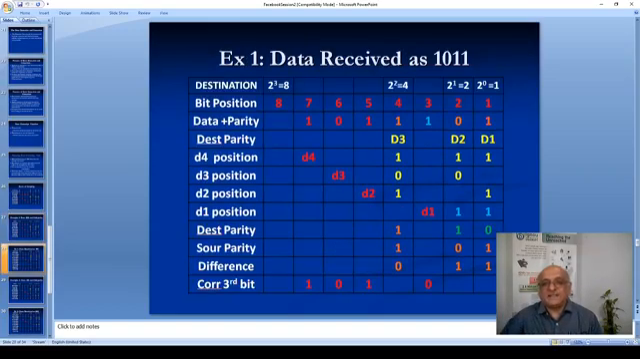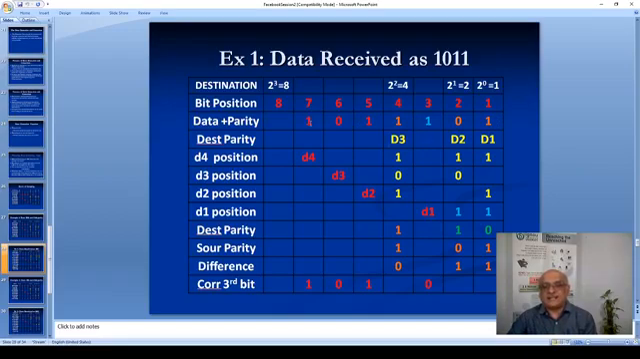Let's look at the destination situation. So I received the data. Suppose the data is received as 0, 1, 0, 1, 1. That means this particular bit has actually changed. Instead of 0, it has been changed to 1. All the rest of the data values and the parity bits are the same.